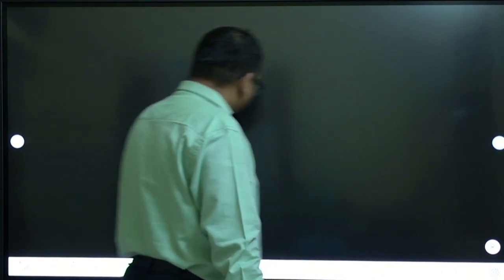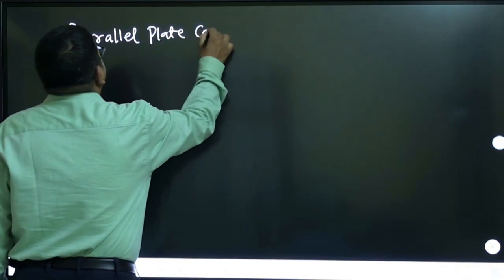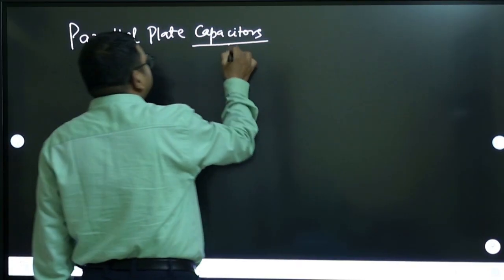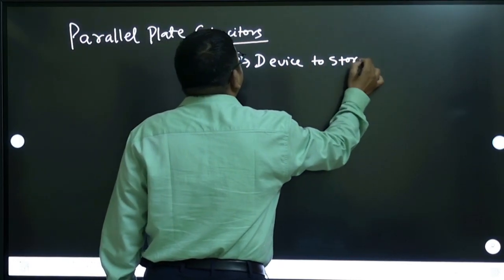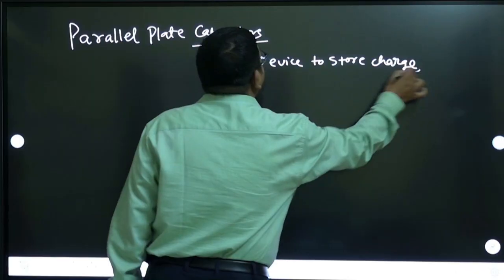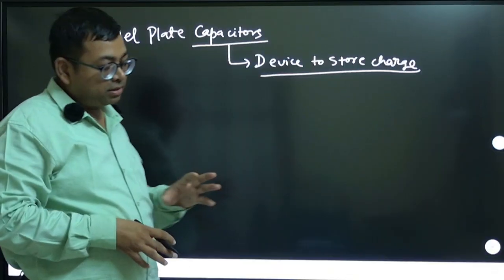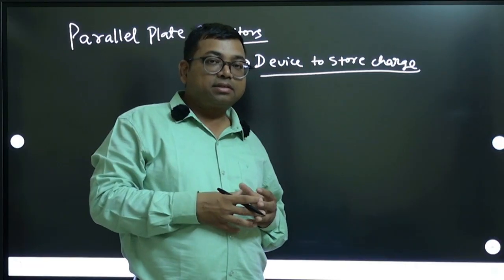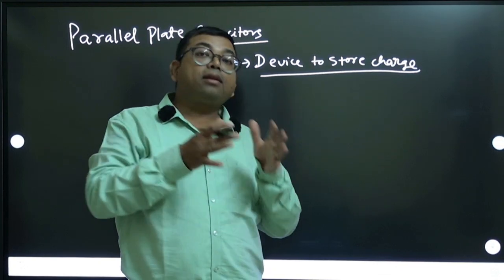Okay, now let us go to parallel plate capacitor and try to understand some concepts related to that. Parallel plate capacitors. So what are capacitors? Capacitors are devices to store charge. So we have just now seen spherical capacitors. So there are basically three types of capacitors. Spherical capacitors, where there are concentric spherical cells, and there are parallel plate capacitors, where there are two parallel plates.